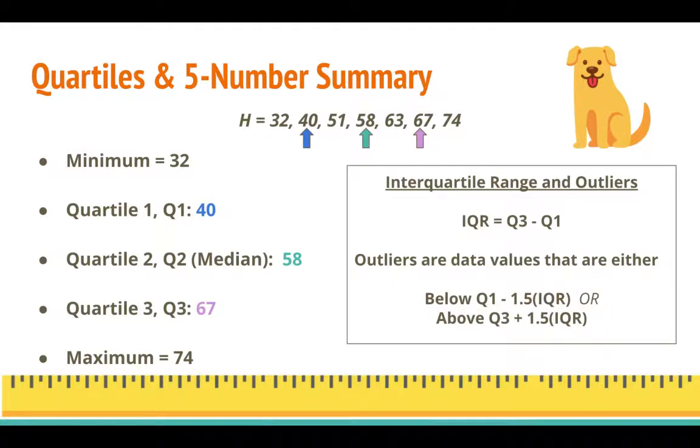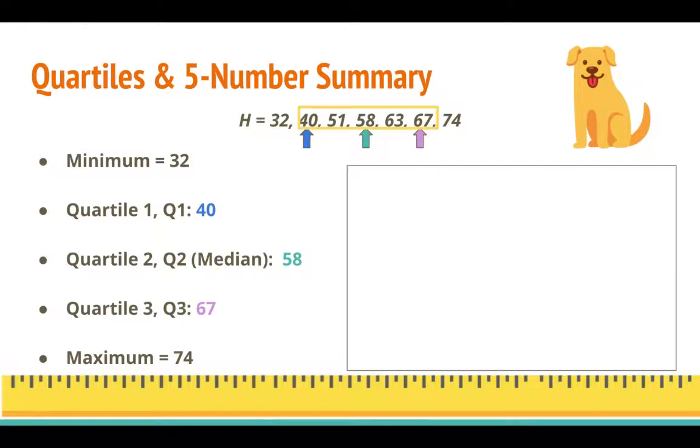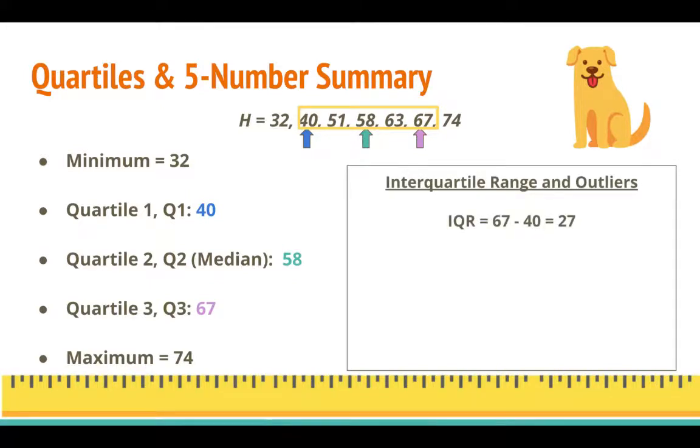Let's compute these for our distribution of heights. Okay, this is my interquartile range. So the box that I've got in yellow around my data is my interquartile range. That's my middle 50%. So for my interquartile range, that's going to be 67 minus 40, which is 27. I know that the outliers are going to be the data values that are 1.5 times the interquartile range away from the box.